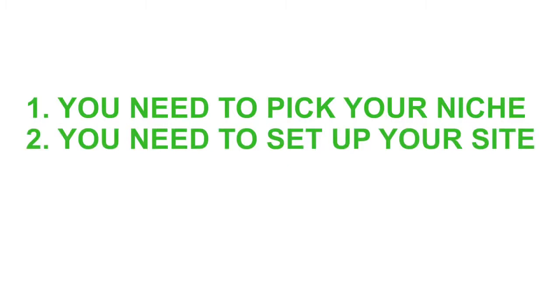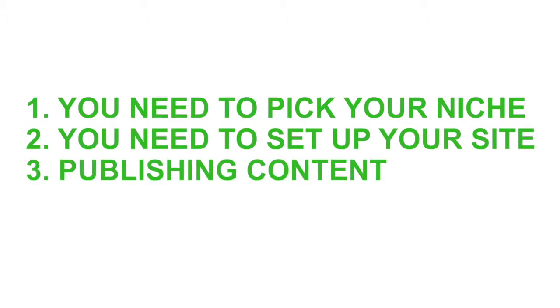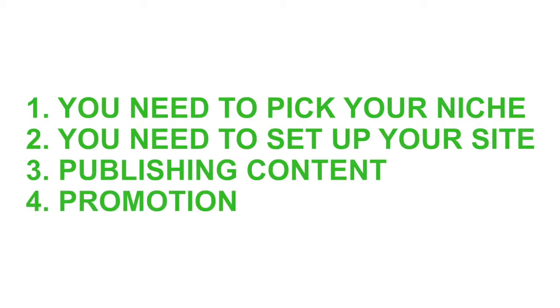So those are the 4 main steps. You need to pick your niche. Number 2, you're going to have to set up your site. That's where you pick out your domain name, probably set up WordPress, and set up a theme. The third part is around publishing content. I recommend you publish 10 pieces of content to start out with, where 50% of it is affiliate reviews and the other 50% is helpful content. Think about how-to content, just informational content. And the 4th step is promotion and link building.